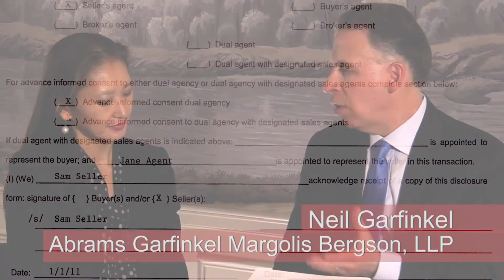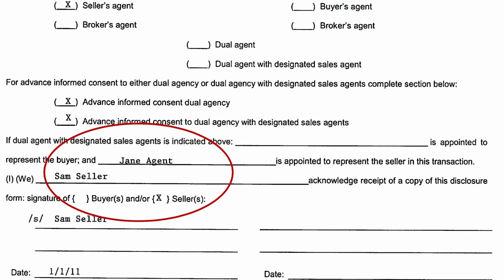How do you complete the agency disclosure form with designated agents? You simply write in the name of the designated agent. Now, there's no requirement that both designated agents be on the same form. I would recommend, though, that if a designated agent situation is created, you simply let the other consumer, the other party, know who the designated agent is.